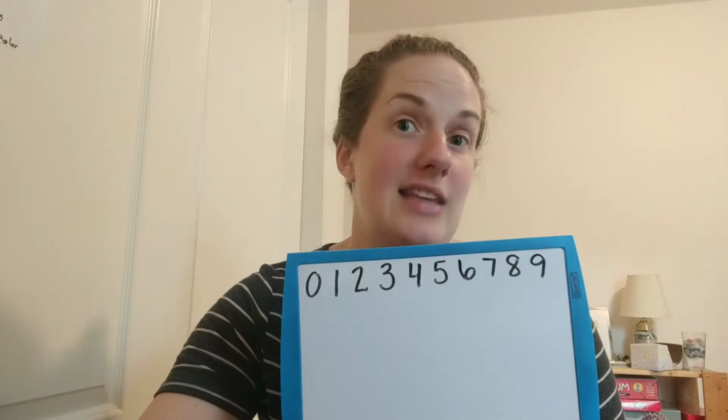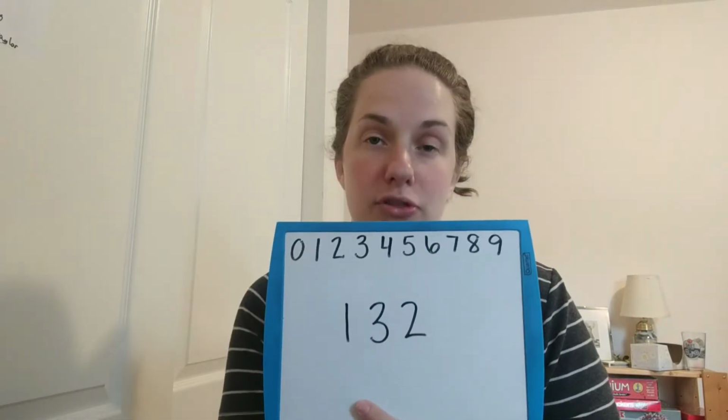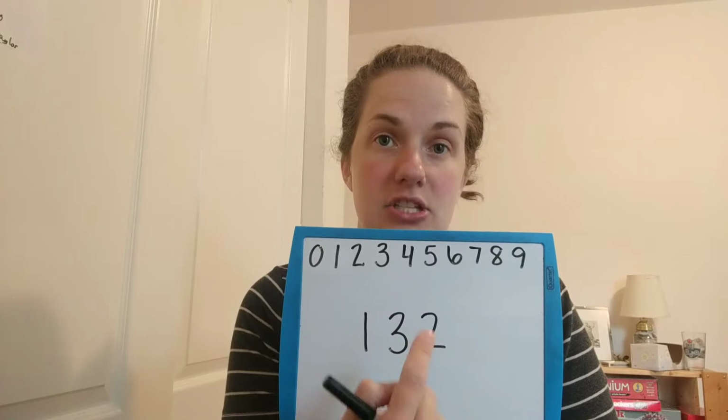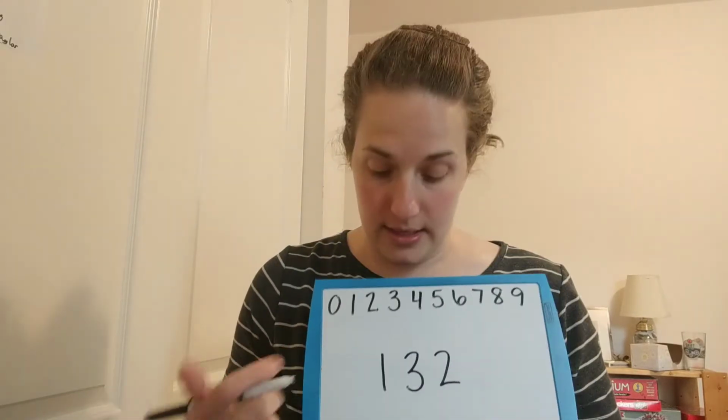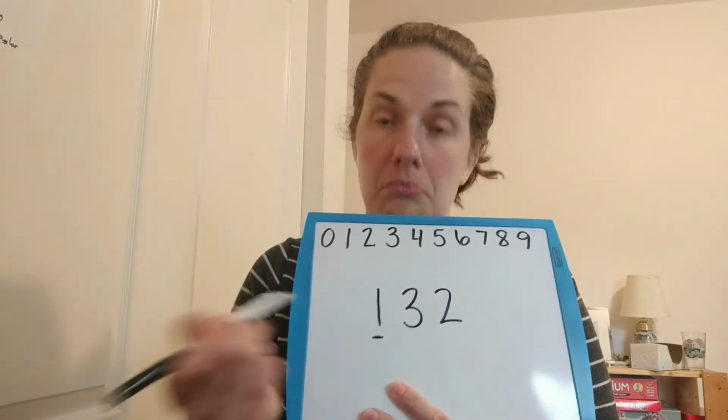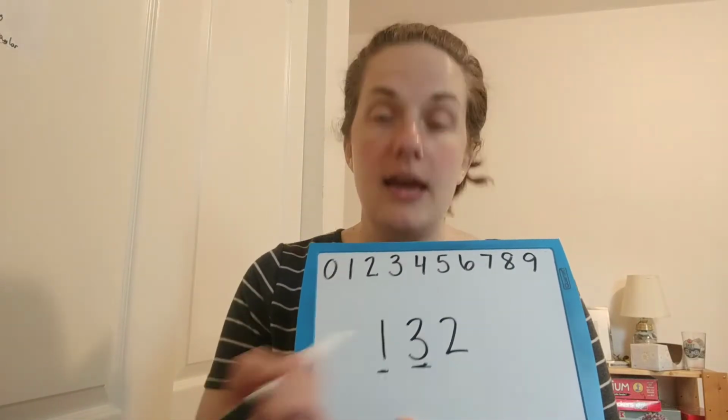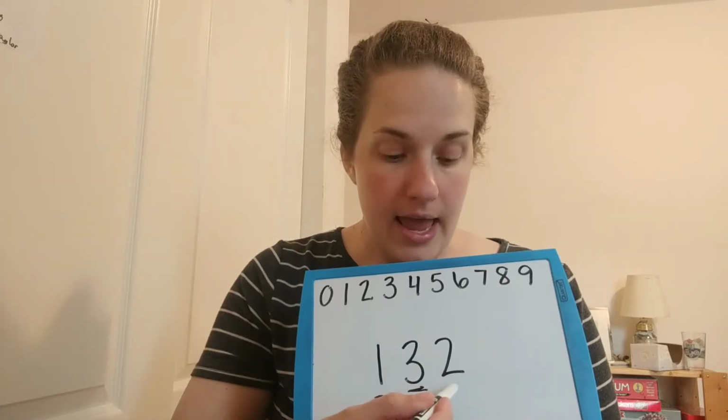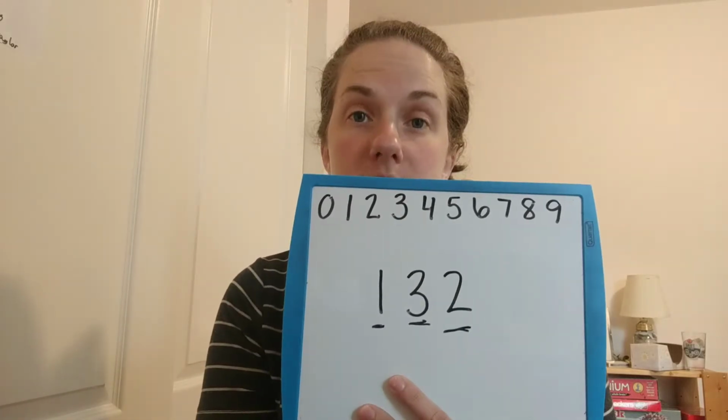So let's look at an example. Let's say I have the number 132. 132 is a 3-digit number. It's made up of 3 digits. But we know that in this number, there's a 1 in the hundreds place, a 3 in the tens place, and a 2 in the ones place.